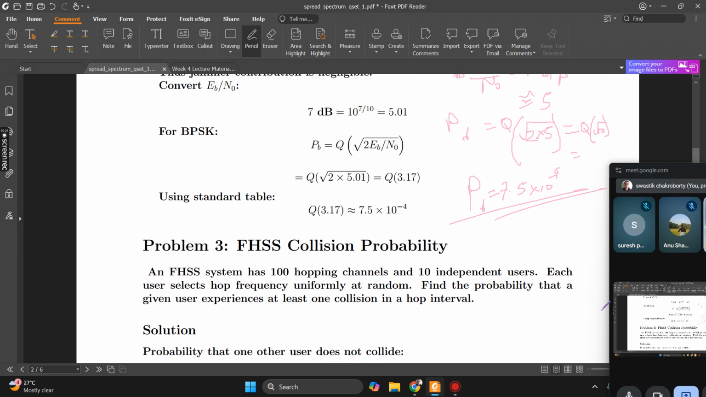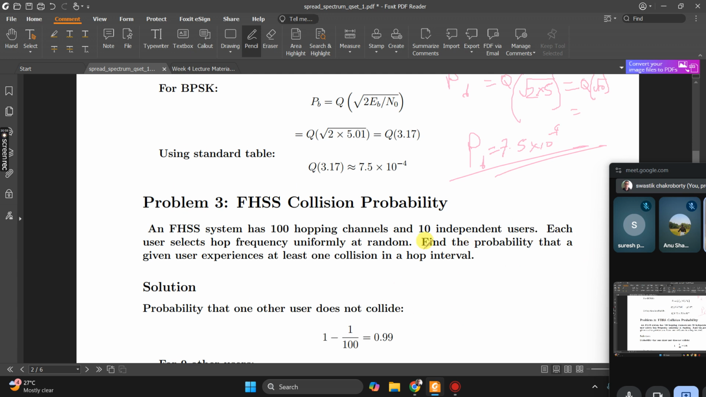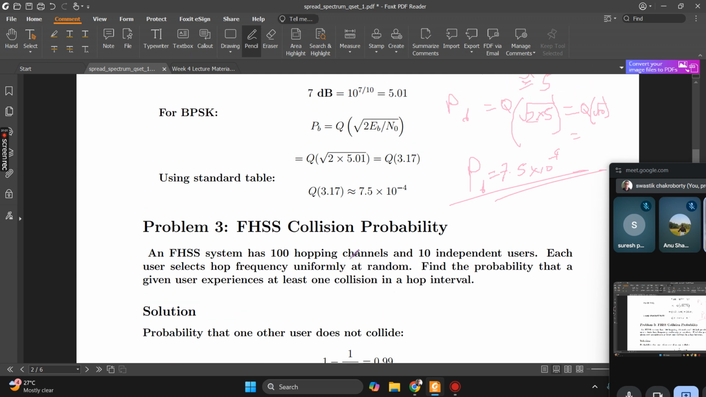Okay. Next one is frequency hopping spread spectrum, collision probability. An FHSS system has 100 hopping channels and 10 independent users. Each user selects hop frequency uniformly at random. So the hop frequency is selected using a uniform distribution. Find the probability that a given user experiences at least one collision in a hop interval. So there are 100 hopping channels and 10 independent users.